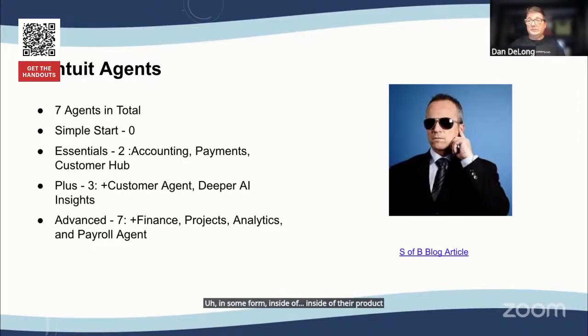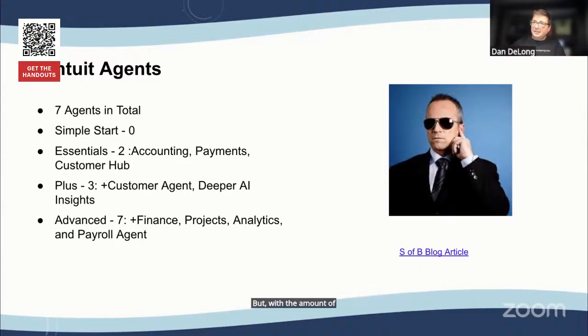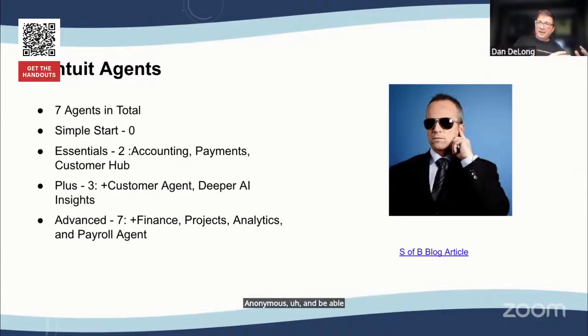Now, this is one of the reasons that QuickBooks Online is kind of where the direction is heading, not just for the convenience of, like what Sharon was saying about anywhere access and a little bit more cost effective than a $1,000 hosting service or whatever that case may be, but with the amount of data that they can anonymize, and basically make the data anonymous, and be able to provide some of that information back into their product, this is where things are going to bubble up to the surface.